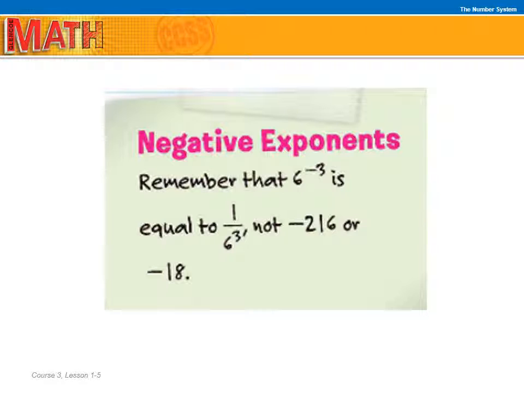Something to keep in mind with negative exponents. Remember that 6 to the negative third power is equal to 1 over 6 to the third power, not negative 216 or not negative 18.